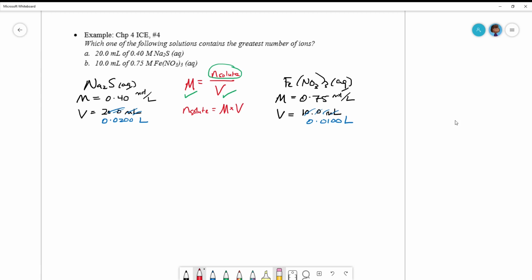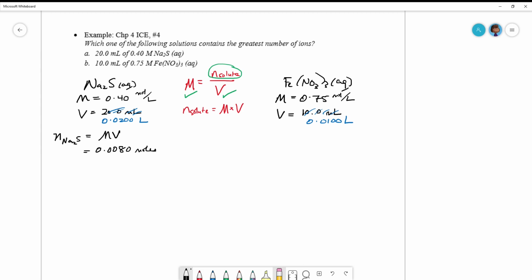Okay, well, let's do that. Let's solve for moles of solute in both of these solutions. Now, what's the solute in the sodium sulfide solution? Why, it's sodium sulfide. Sodium sulfide is the solute, water is the solvent. So let's get moles of sodium sulfide simply by multiplying the molarity and the volume together. The units are all good. Note that liters cancel with liters, and we're going to end up with moles. And I already did this plugging and chugging. I ended up with 0.0080 moles of sodium sulfide.